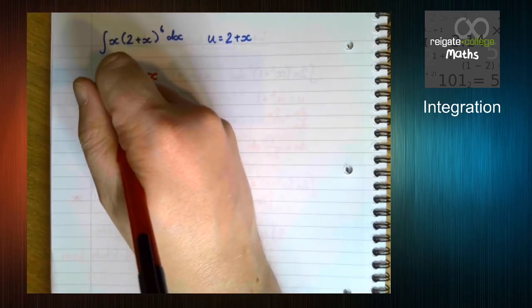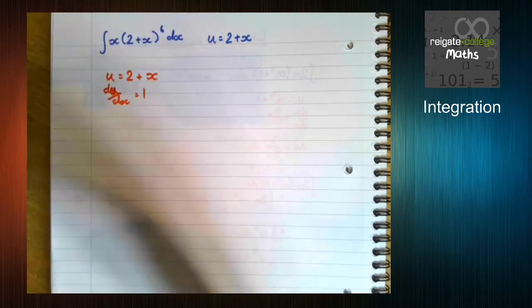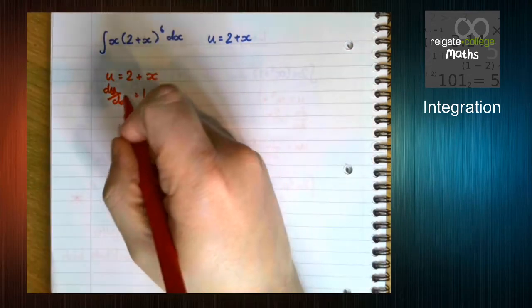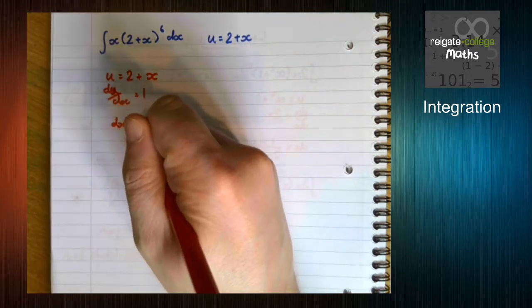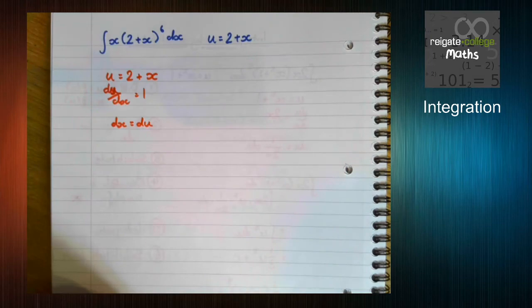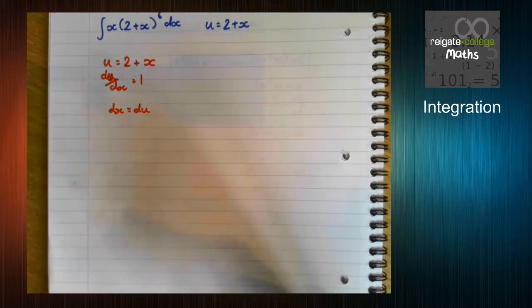So let's differentiate that. In this case, it's 1. We take our derivative and we rearrange to make x the subject. And then we're going to substitute everything in and see what cancels.